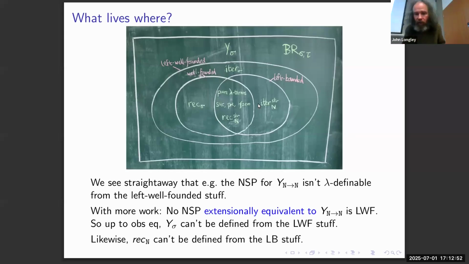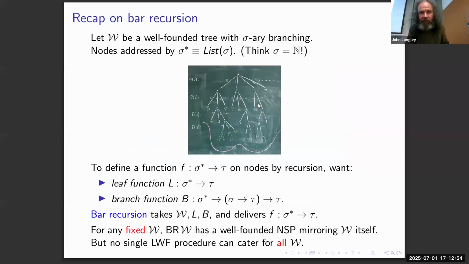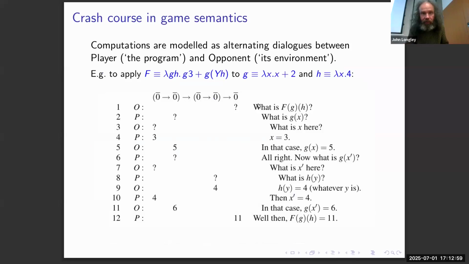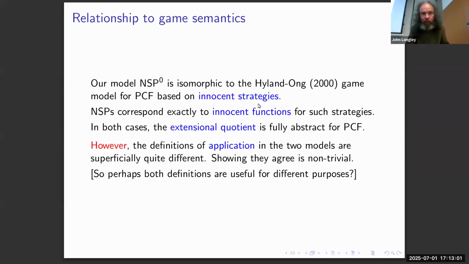I'll just flash up some of my game semantics slides. This model is actually isomorphic to a certain game model. In both cases, if you take the extensional quotient, you get something that's fully abstract. But we really don't have a handle on this extensional equivalence. This is Ralph Loader's result: even in the finite tree case, this is undecidable.